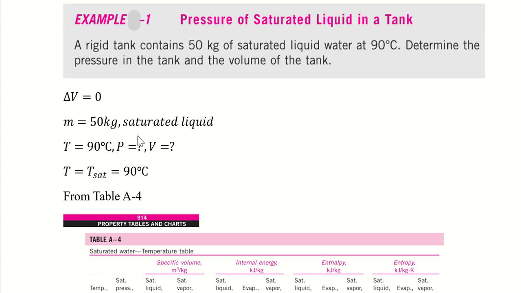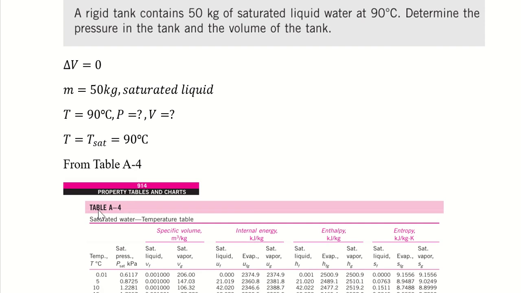For instance, this time they say saturated liquid water, so you know you have to look at temperature table A4 or A5. You will use table A4 if the given property is temperature. That's why you have the saturated water temperature table. If the specified property is pressure, you would have to use table A5, which is the saturated water pressure table. Now we're going to use table A4 because it gave us temperature T equal to 90 degrees.